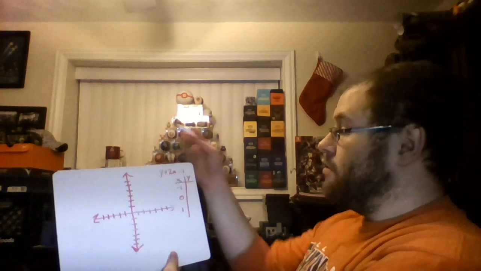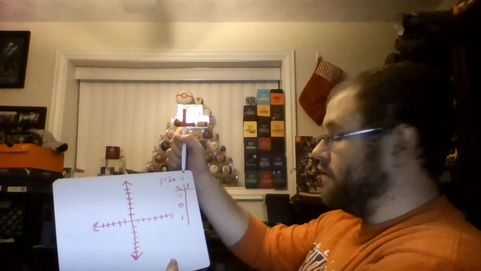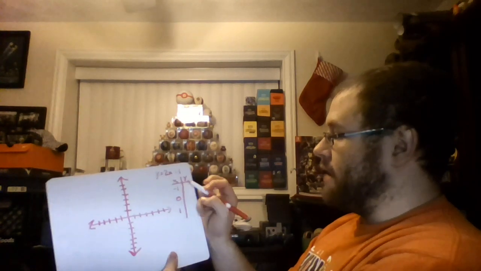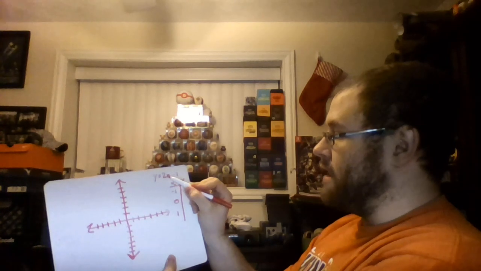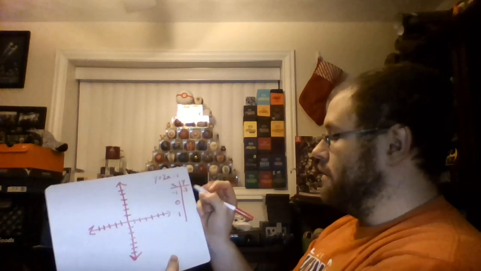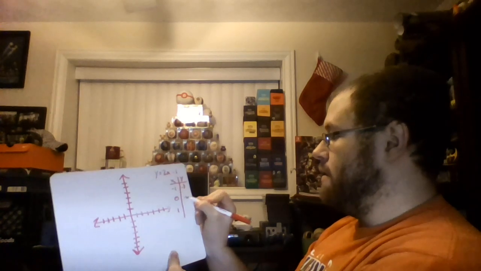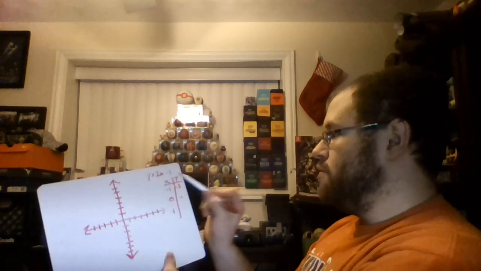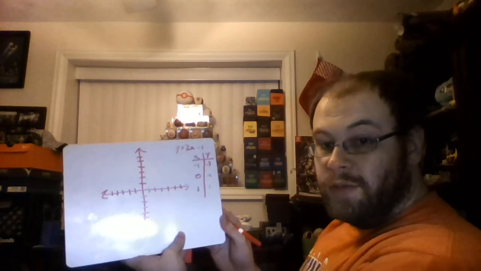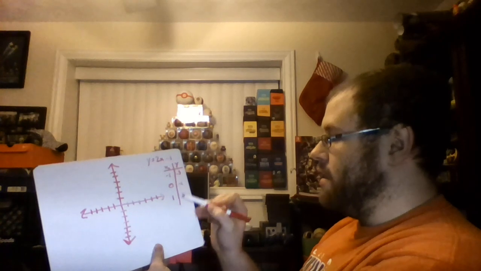So what we've got here is y equals 2x minus 1. That's our equation. We're going to start by putting -1 in for x. So -1 times 2 is -2, minus 1 is -3. We put 0 in, we get 0 minus 1, that's -1. And then we've got 2 minus 1, which is 1. So now we've got 3 points that we can graph. We've got (-1, -3), (0, -1), and (1, 1).